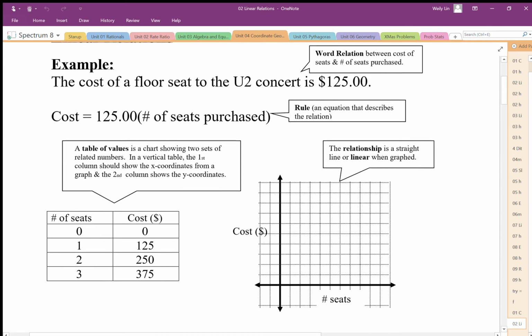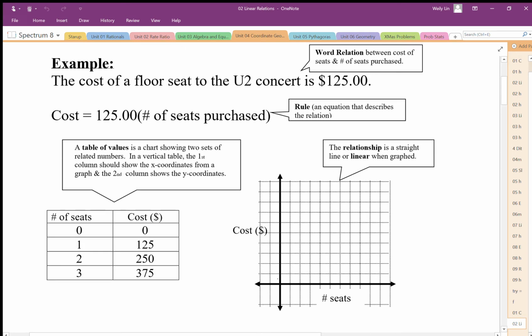And then we can graph these points. We can just plot these points. Okay, 0, 0. Let's say 1 is here. 1, 2, 3, 4, 5. So 1 seat. What kind of scale should we use here? Let's just use 1, 2, 3, 4, 5. That's going to be 500 here. So we're going to have 1 seat was 125, 2 seats was 250, 3 seats was 375.